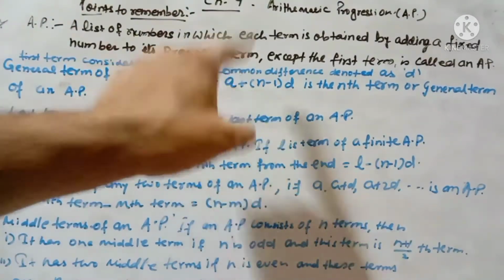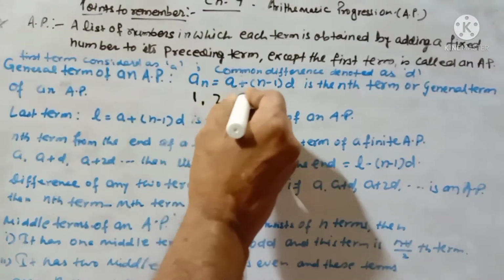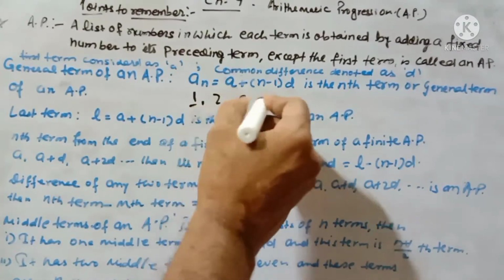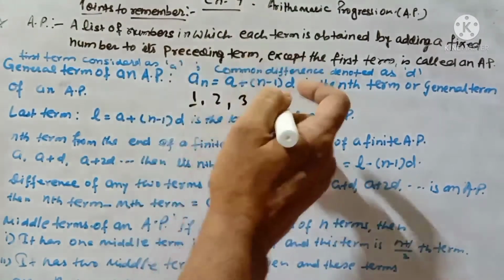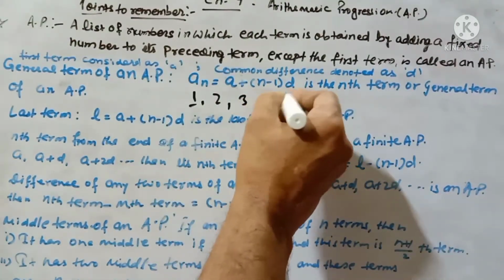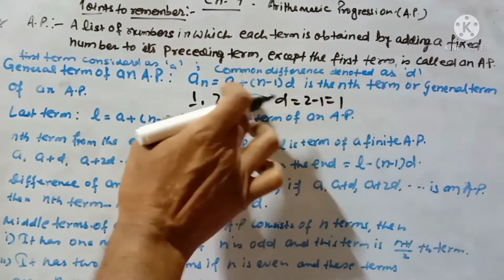And common difference. Common difference means, suppose your terms are 1, 2, 3. This is your first term. Common difference we always take out like this: if the terms are in AP, then d is equal to second term minus first term, that is your common difference.